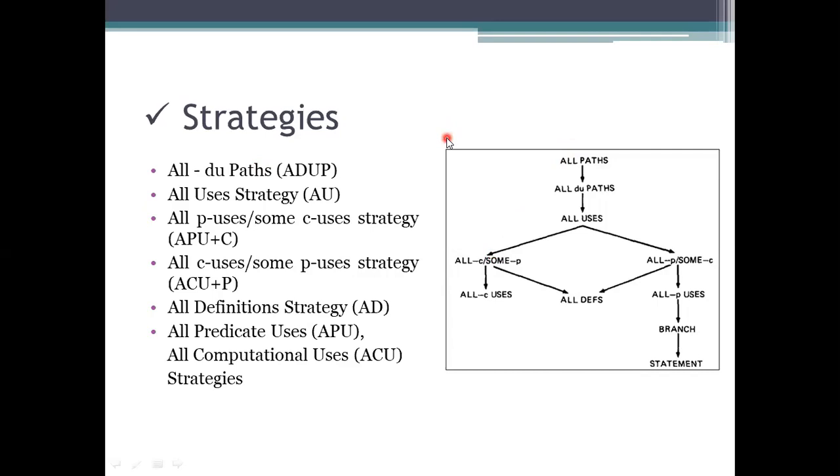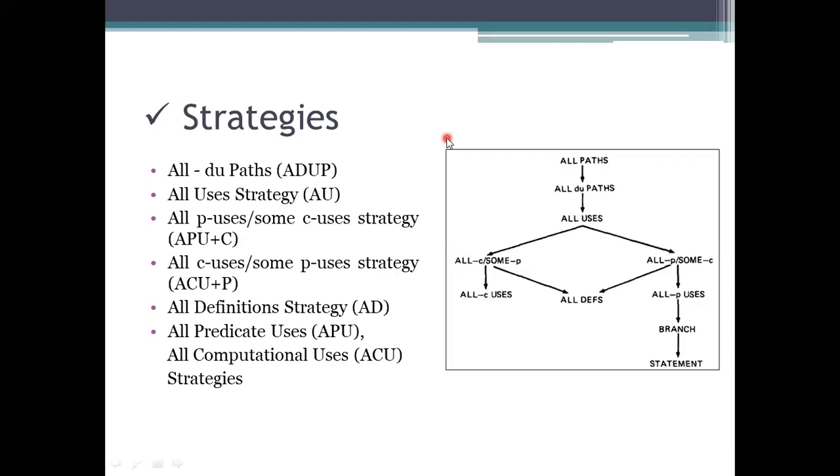So the first one is all du paths. All du paths represents whatever paths we are using, that is, the definition and then the next used paths have to be mentioned. All uses paths have to be known. All uses means all the variables you are presenting have to be known here. P uses and C uses. P uses means predicate use. C uses means computation use.